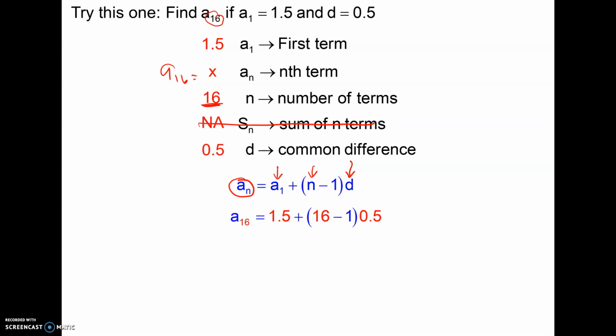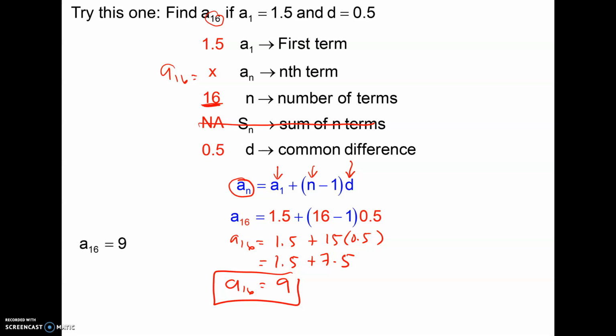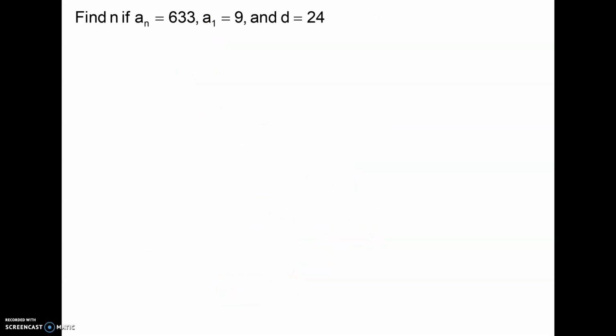I replace a sub 1 with 1.5 because that's my first term. There's 16 terms because I'm finding the 16th term. This n here and this subscript n here, they have to match. So don't be like, well, what if they're different? They're not different. They can't be when you're using this formula. So I put the 16 there, put in my common difference, and then I just continue. So I have 1.5 plus 15 times 0.5. Well, that's the same thing as saying take half of 15, and half of 15 is 7.5. 1.5 plus 7.5 is 9. And there's my 16th term. Fabulous.